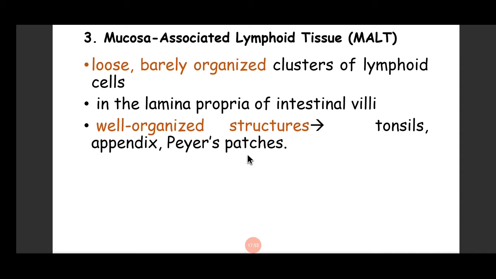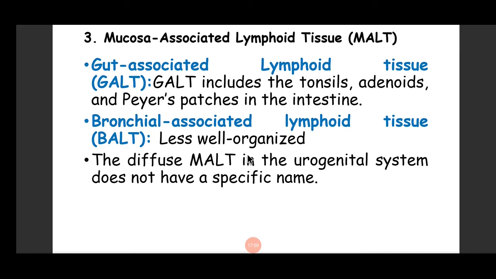And the function is the same: to encounter the antigen or pathogen, develop antigen-specific lymphocytes, and proliferate them. They are present in all the areas where there is direct encounter of pathogens, like the gut, respiratory system, skin, or mucous membranes, and they have different names. Gut-associated lymphoid tissue is called GALT, and bronchial-associated lymphoid tissue is called BALT. BALT is relatively less well organized, but lymphoid cells are present there.